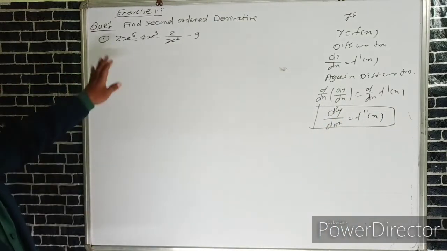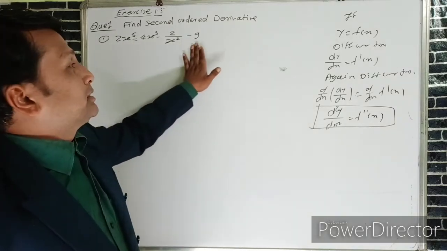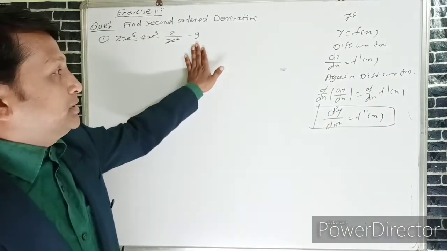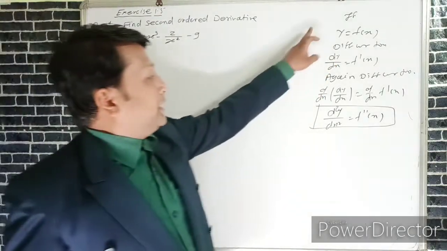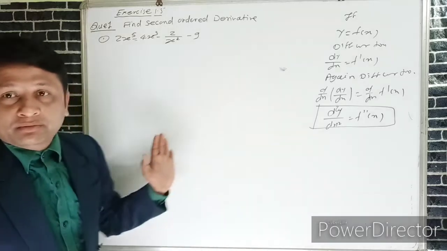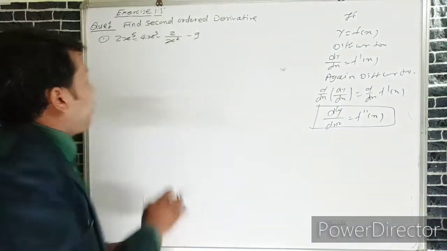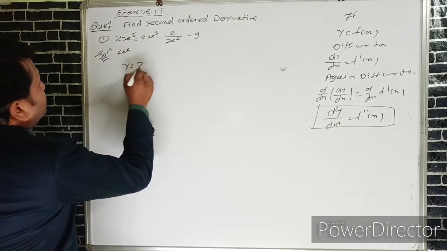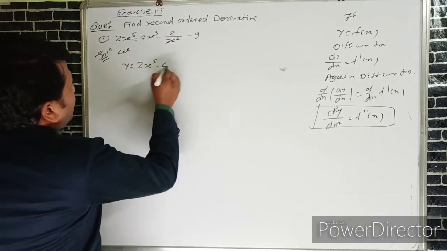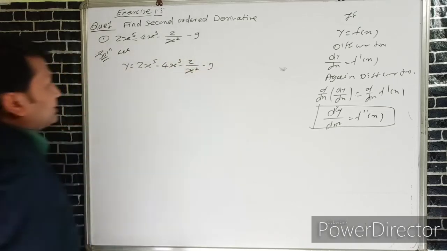So the given function is 2x to the power 5 minus 4x cube minus 2 upon x square minus 9. If the given function is in the form of y is equal to f of x, we can calculate the second order derivative. Now first, let y be equal to 2x to the power 5 minus 4x cube minus 2 upon x square minus 9.